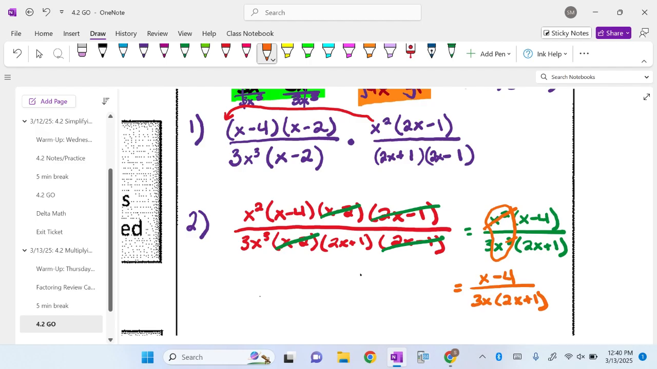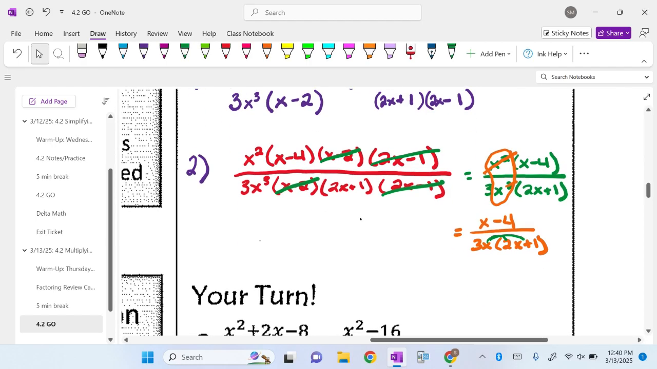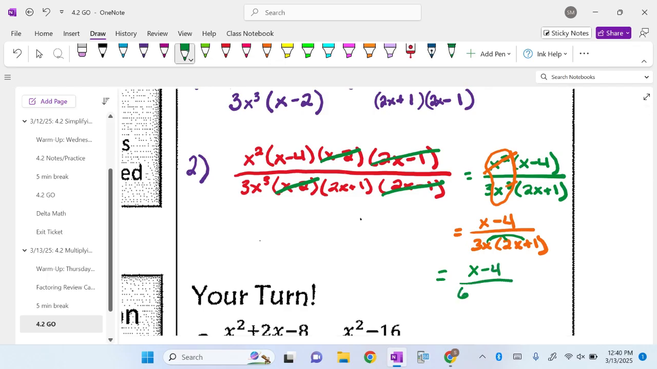Now, we're still not fully simplified because I need to distribute this 3x back into the set of parentheses just so everything's nicely cleaned up. So I'm going to distribute it very quickly back in. So this will be x minus 4 all over 3 times 2 is 6. X times x is x squared. 3x times 1 is positive 3x. And now we have a nicely simplified expression.